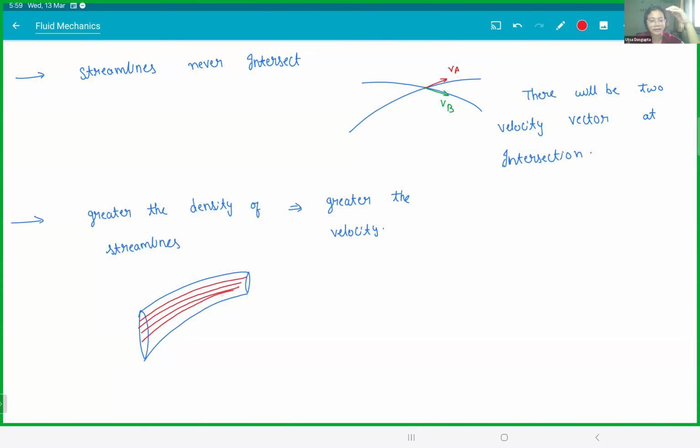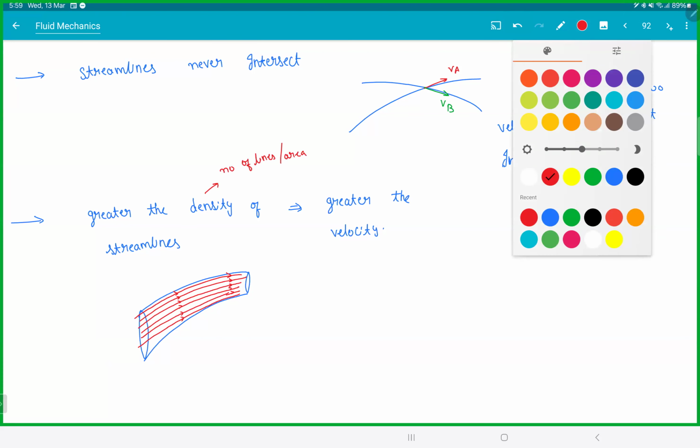How do you define the density of a path? You said streamline is a path of a particle. So how do you define the density of streamlines? Density is the number of streamlines per unit area, the number of lines by area, meaning how crowded they're packed.